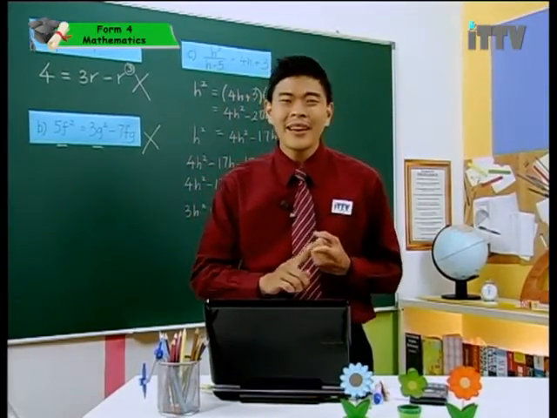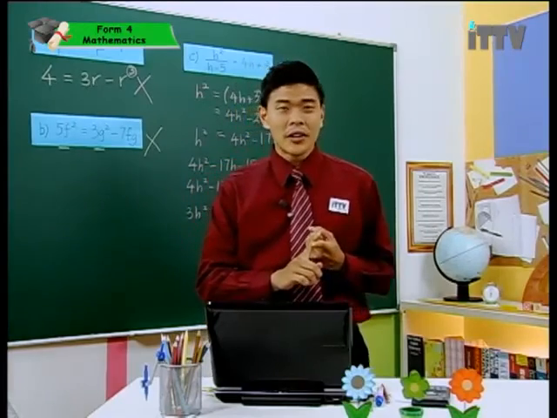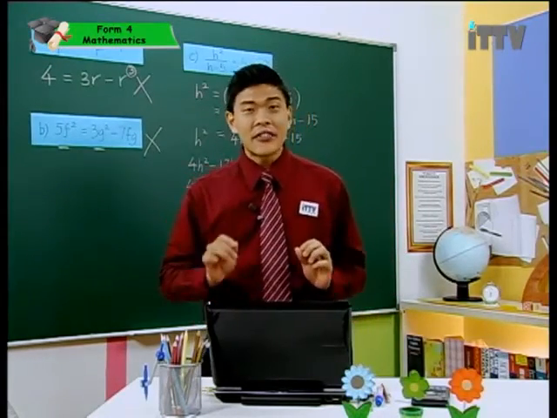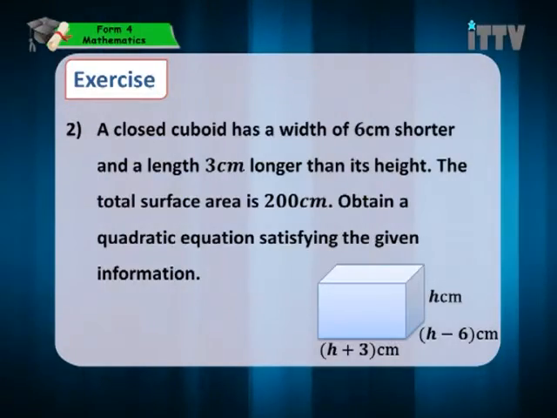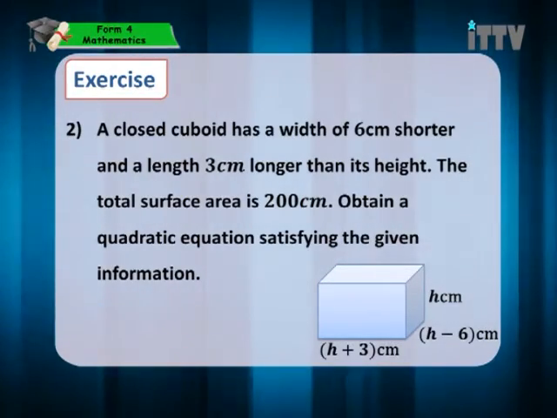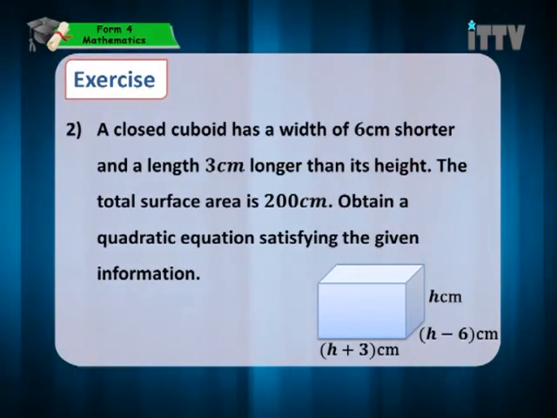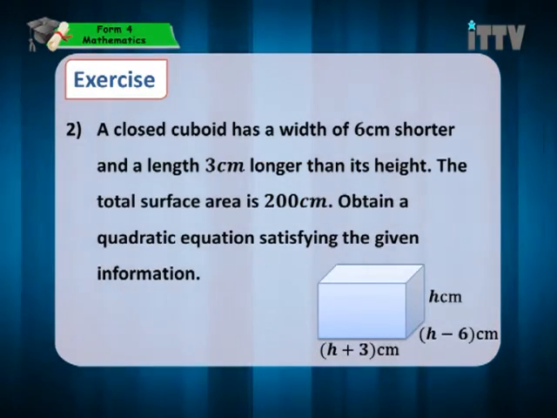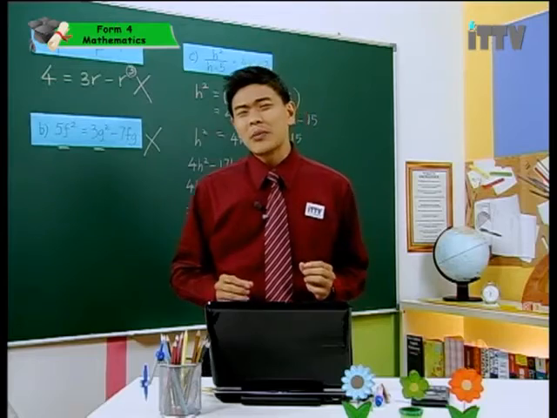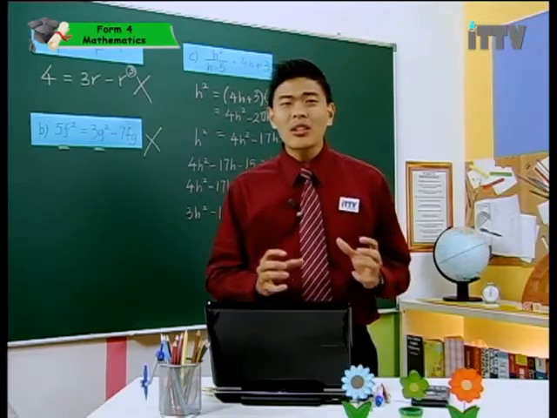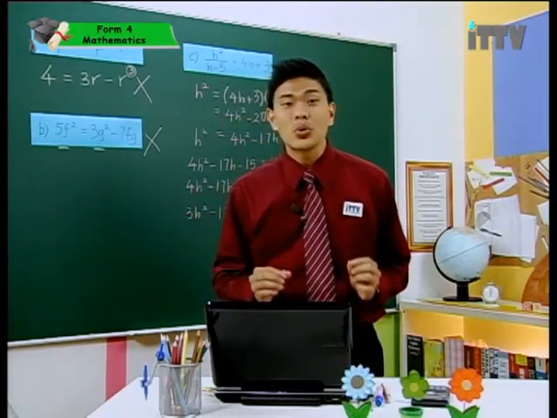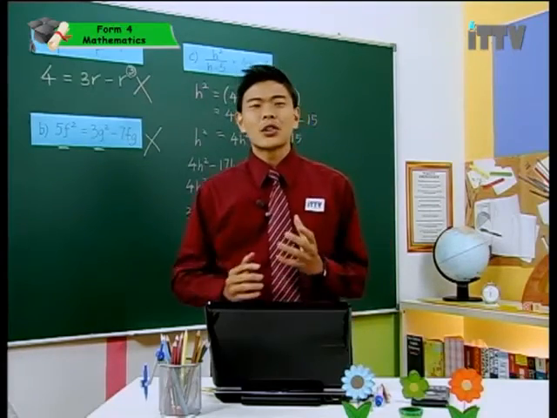First, when you're given a problem, get a representation for the unknown. And secondly, sketch, if the diagram is not given. So now, after sketching, we have a cuboid here where the height is h cm from the given situation, and the length is 3 cm longer, so that makes it h plus 3, and the width is 6 cm shorter than the height, which makes it h minus 6 centimeters. Now, based on the given information, the total surface area is 200. So now, what is the total surface area?